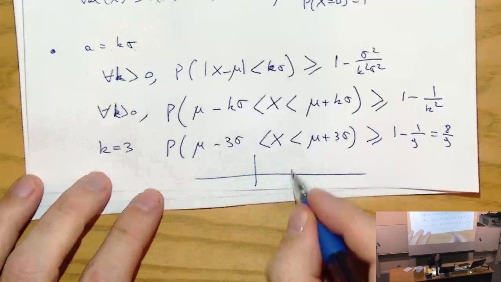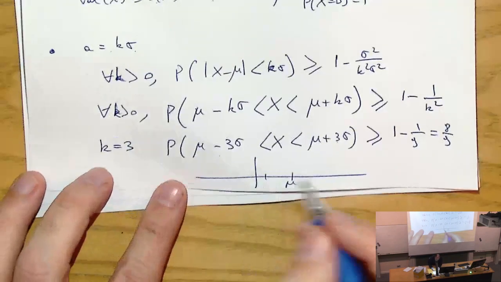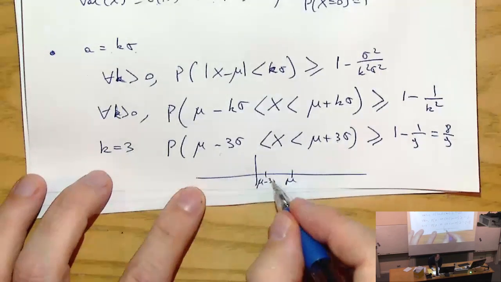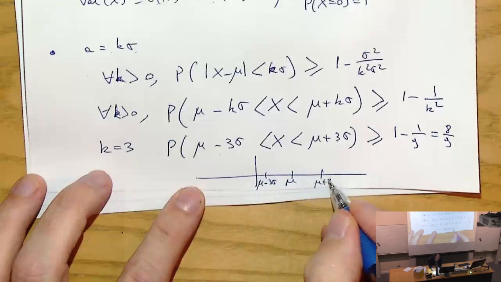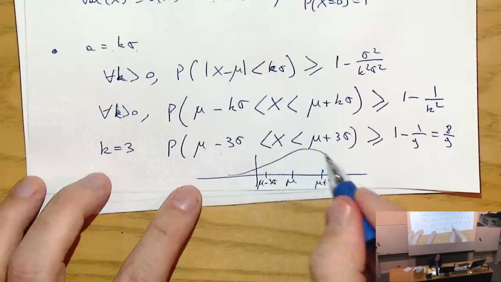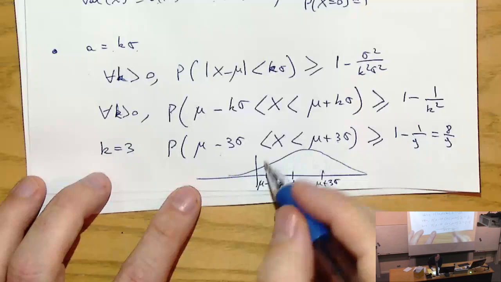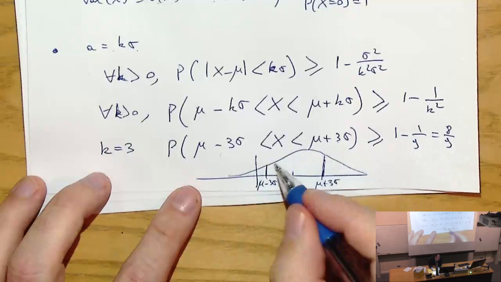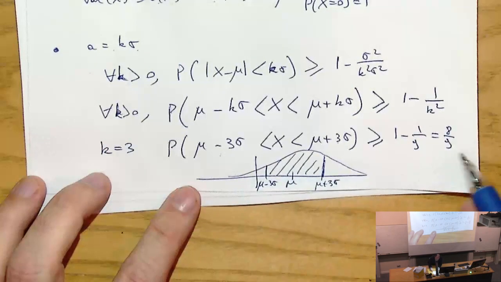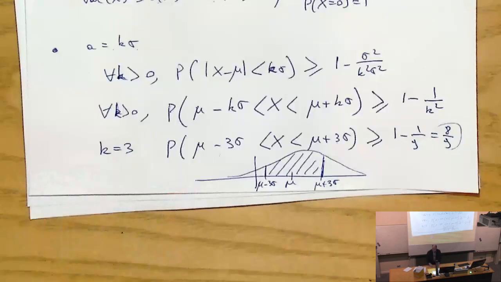So if I have mu here, and I'm looking at mu minus 3 sigma and mu plus 3 sigma, and I have a certain probability, I don't know what it is, this area will always be larger than 8 over 9. Right? If you know the exact probability, it will probably be larger than this. And we have seen an example, right?